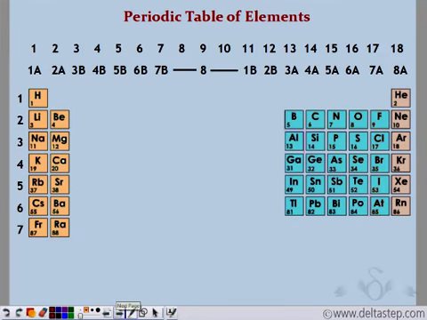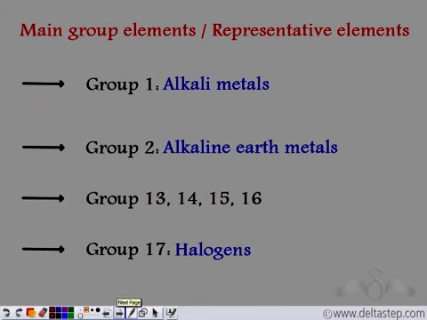Okay. So most of the time we are dealing with this part of the periodic table. Why? Because if we consider the elements from 1A to 7A, we leave the group 8A elements. These elements show most of the chemical reactions that take place around us. Also, they are the most abundant elements in nature. That is why these elements are also known as main group elements or representative elements. They include elements of group 1, which are known as alkali metals. They include elements of group 2, known as alkaline earth metals. They include elements of group 13, 14, 15 and 16, and also the group 17 elements known as halogen.